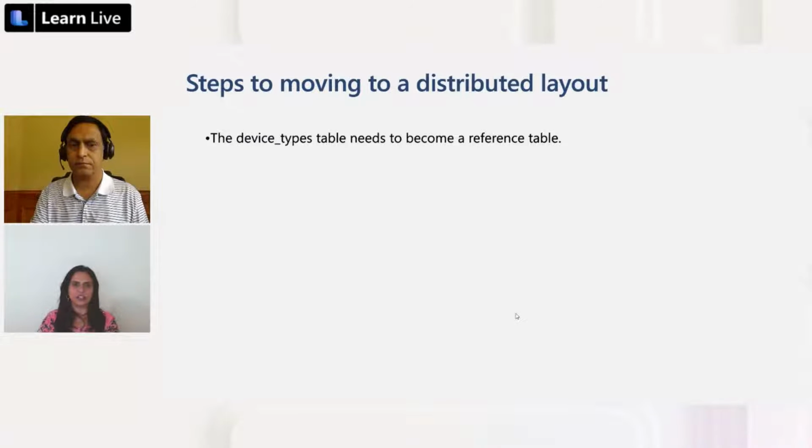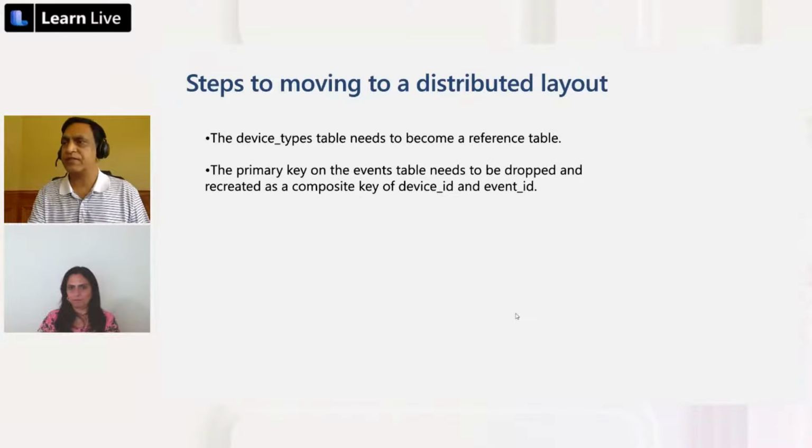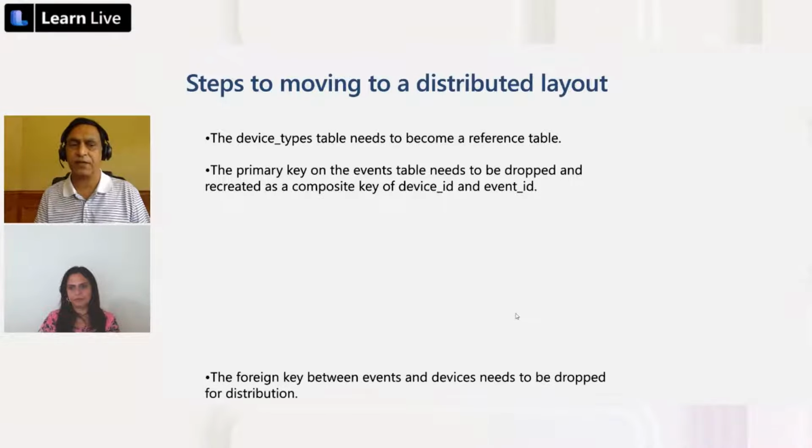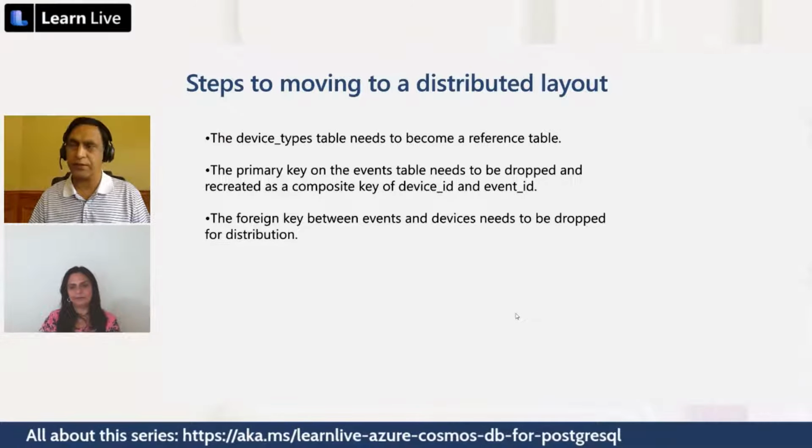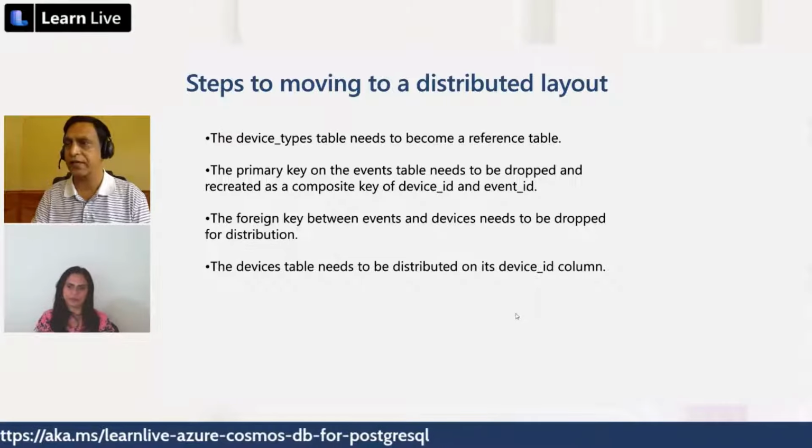So, Srini, do you just quickly want to run us through the steps to move to a distributed layout? Yeah. The device table, basically the reference table, you can create the reference table for that. And the primary key for the event table, where we have to delete the old one and add the event ID along with the device ID as the primary key. So that you will change as the second step. And now you have to drop the foreign key definition before you distribute the data, and then you can populate the foreign key again at the end.